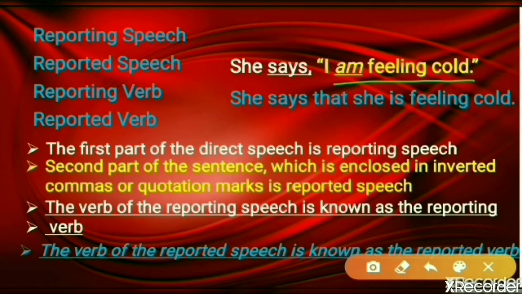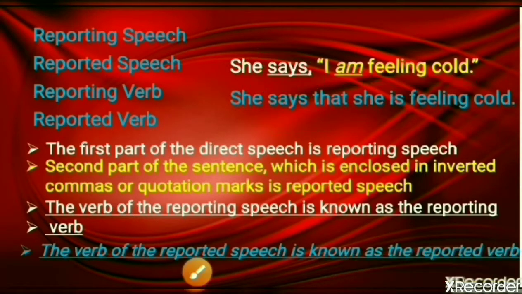The verb of the reporting speech is known as the reporting verb. You can see the reporting verb here: says. The verb of the reported speech is known as the reported verb. Got it?